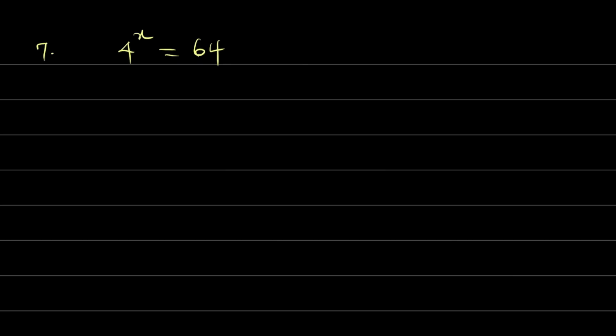This is an exponential equation, and we need to apply the law of indices that says that if we have a raised to power m is equal to a raised to power n, therefore m is equal to n, as long as these bases are the same, that is, you have a and then you have a.